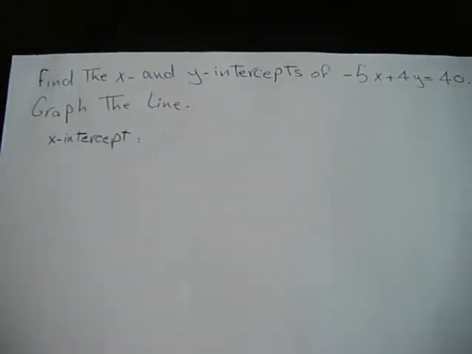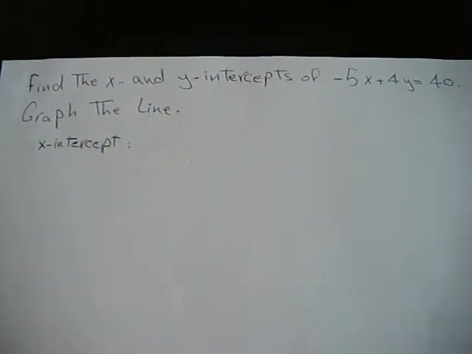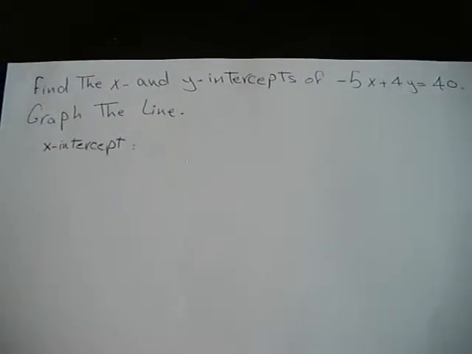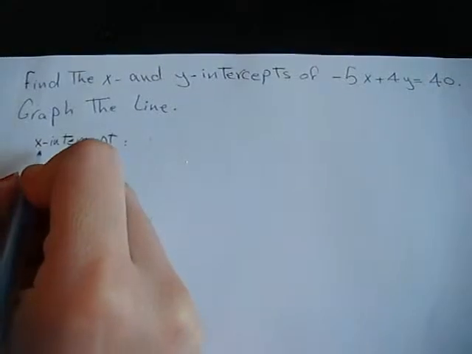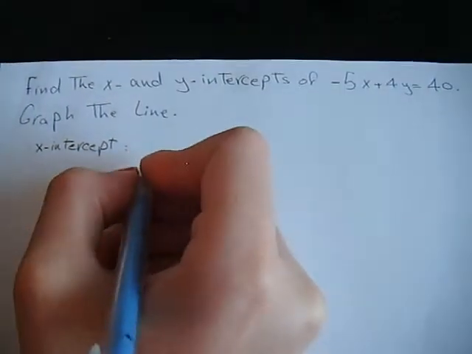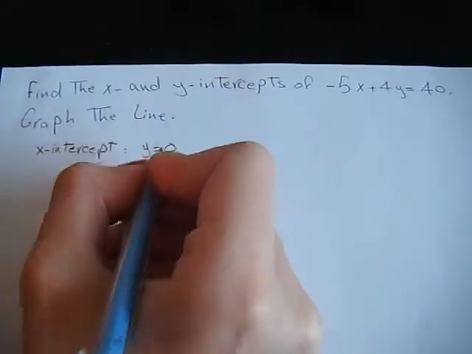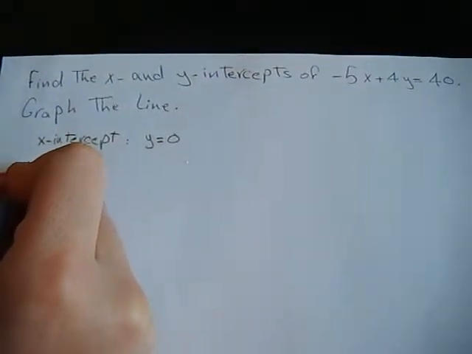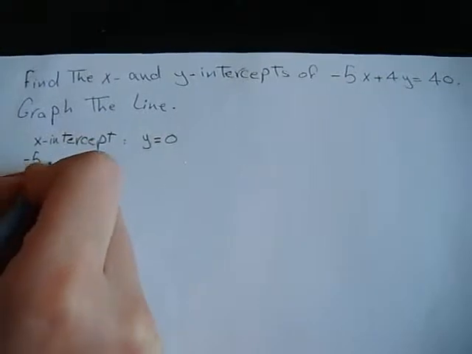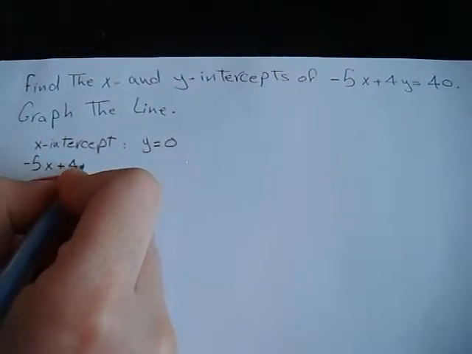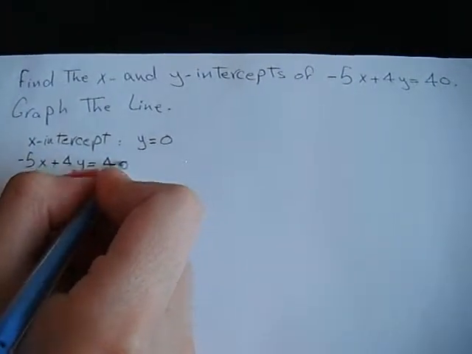Hello, today we're going to find the x and y intercepts of -5x + 4y = 40, and then we'll graph the line. First we're going to look for the x intercept, where y equals 0. We're going to plug the 0 into our equation, which is -5x + 4y = 40.